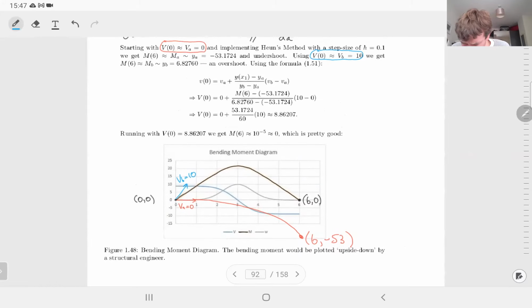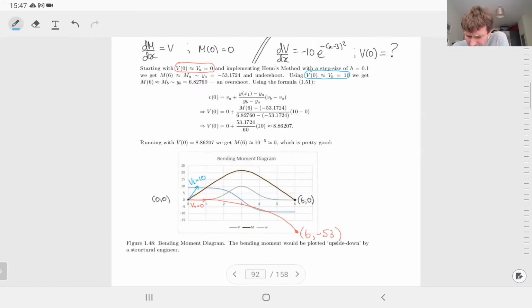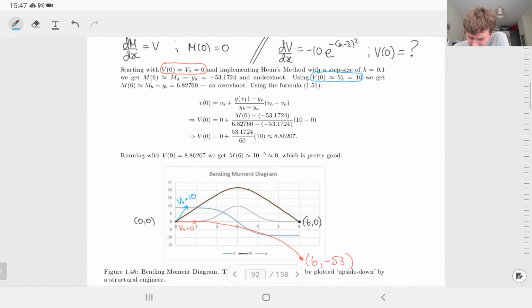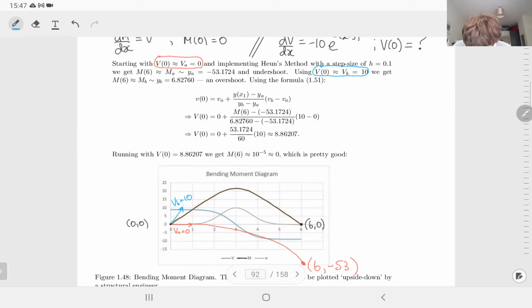And this ended up, so you have the initial value of V is equal to 10, the initial value of M is equal to 0, and you do Euler's method on the system above, and this ended up with an overshoot of 6.8. So this went, so X equal to 6, the M, 6.8. So an undershoot and an overshoot. And now we average them out using that formula. And hopefully that's the same formula that I've been using. It's slightly different. Yeah, it's the same one.